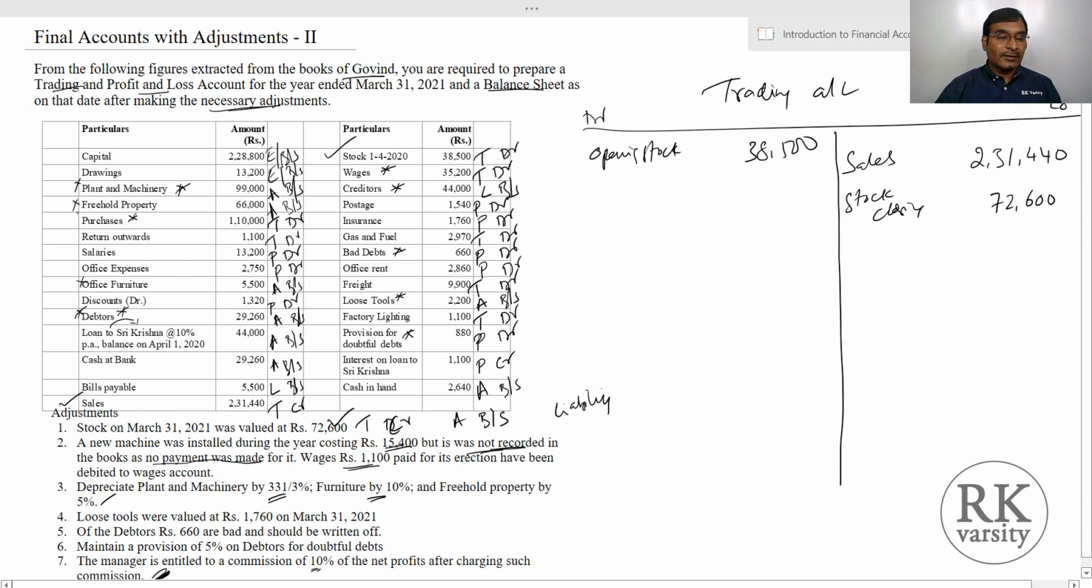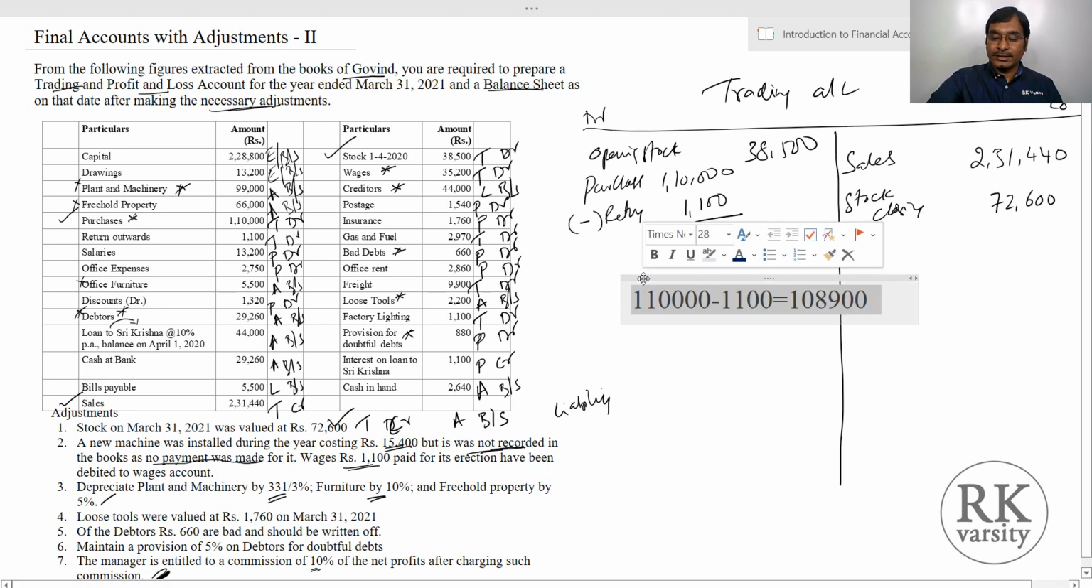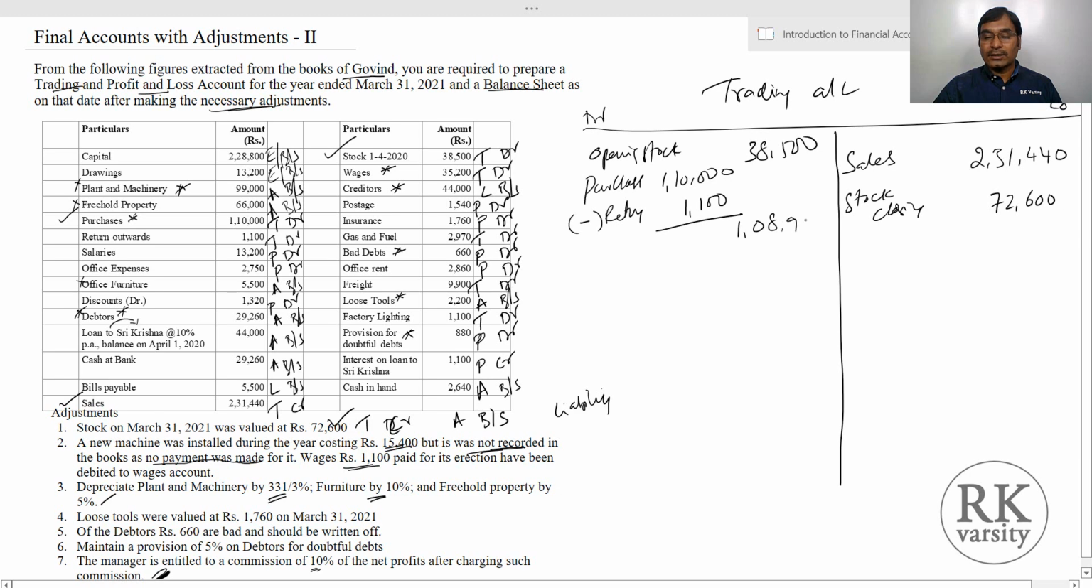Then we look at the purchases. Purchases is 1,10,000 and return outwards is 1,100. So your purchases 1,10,000 less returns 1,100. So we calculate the value here: 1,10,000 minus 1,100 is 1,08,900. So we made the purchases, net of returns.